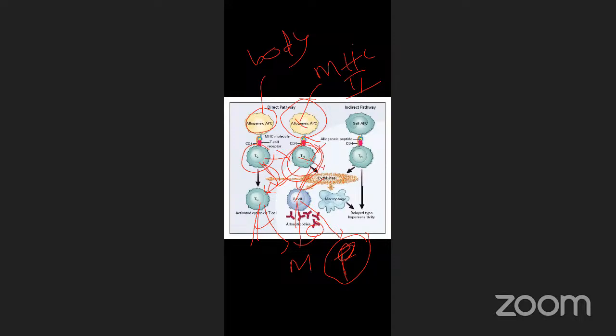Majorly there are two types of rejection, that is acute rejection and chronic rejection. But in your book, they have mentioned four types: hyperacute rejection, accelerated rejection, acute rejection, and chronic rejection. We have discussed everything, and after that we discussed the role of MHC molecules. The major histocompatibility complexes are there in every organism.